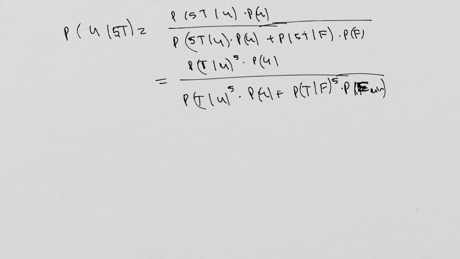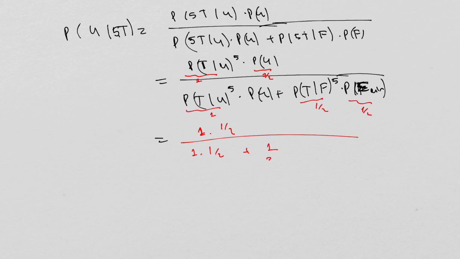Okay, because now we know this is 1, and this is also 1 over 2, this is telling me 1 times 1 over 2 divided by 1 times 1 over 2, plus 1 over 2 to the 5, which is 1 over 32, times 1 over 2. And we will get again the same answer, 32 over 33.